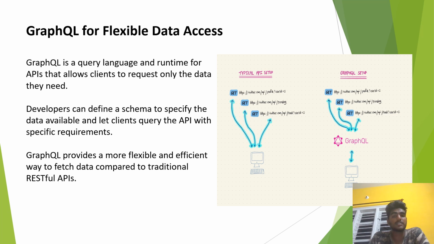GraphQL for flexible data access. GraphQL is a query language and runtime for the APIs that allows clients to request only the data they need. Developers can define a schema to specify the data available and let clients query the API with specific requirements. GraphQL provides a more flexible and efficient way to fetch data compared to traditional RESTful APIs. Typical API setup, and there's a GraphQL setup on the right side of the page.